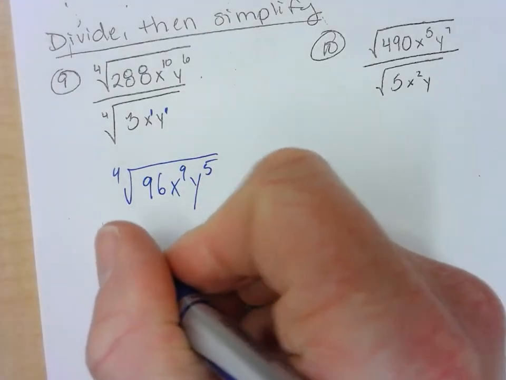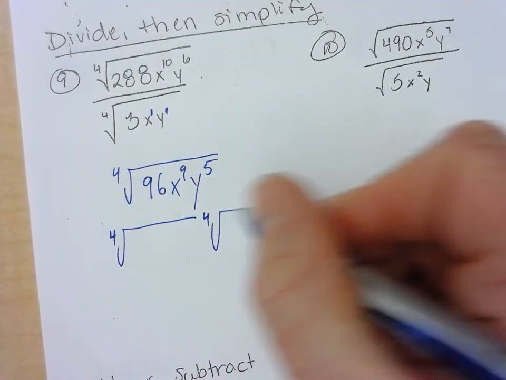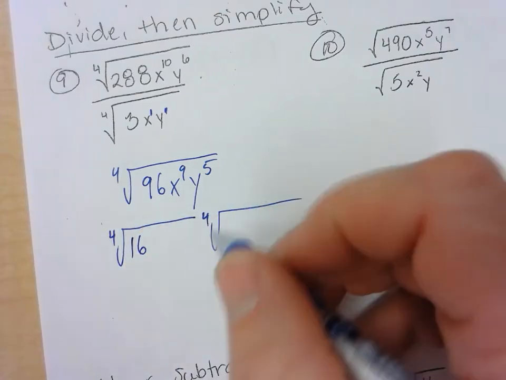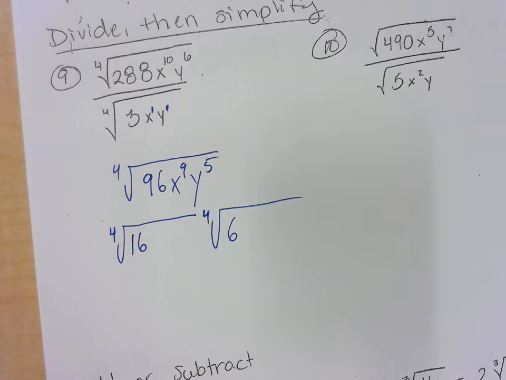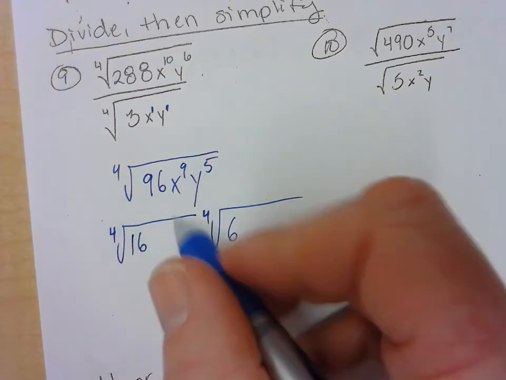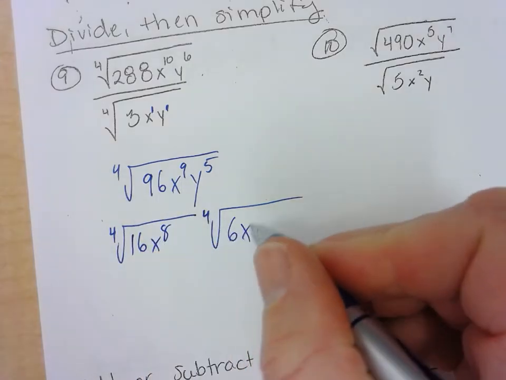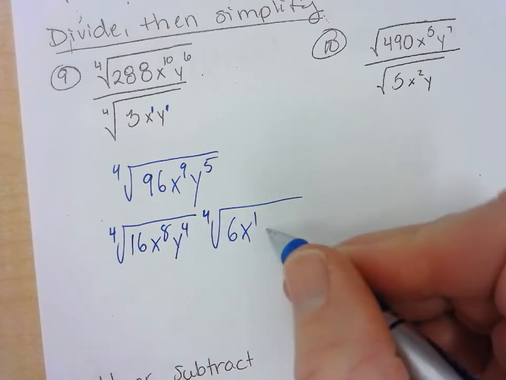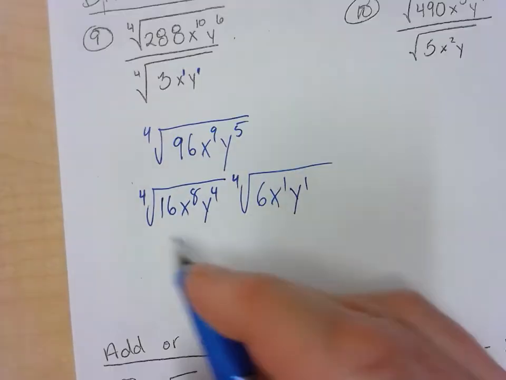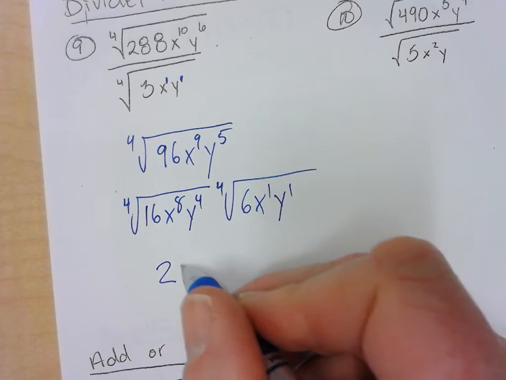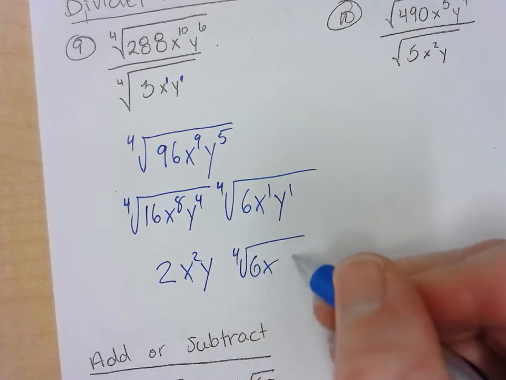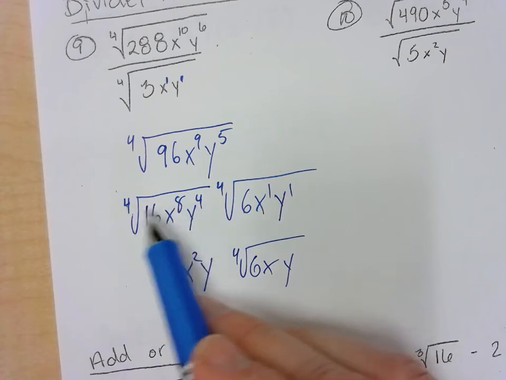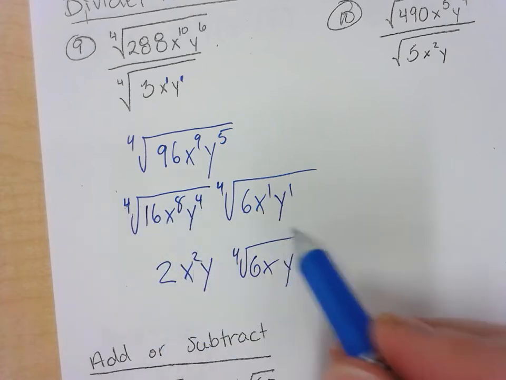So then I go 4th root, 16, and that would be 6 times that. And then does 4 go into that? No, so I make it 8, and then I dropped it once, and then make this 4, and I dropped it once. So now I take the 4th root of this, which would be 2x squared y, 4th root of 6xy. So remember, 4 goes into there, 4 goes into there, leaving 1 and 2.